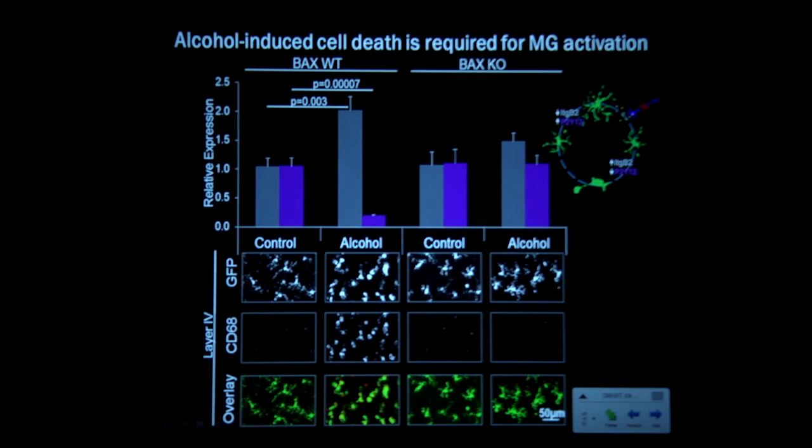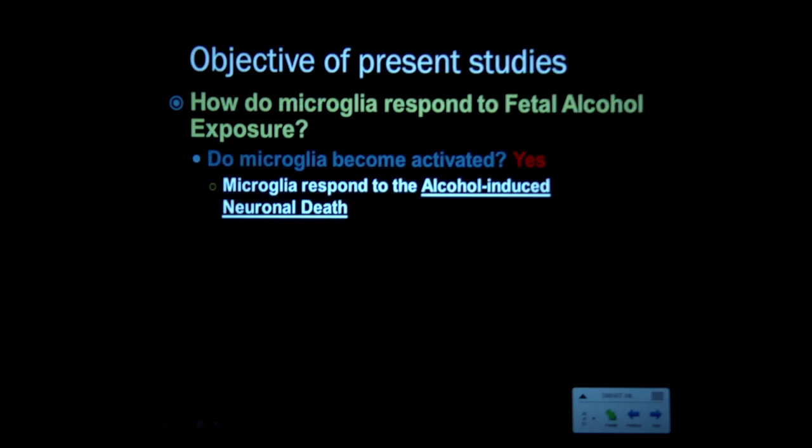So at this point, we can say, well, unless there's cell death around, microglia don't look like they're becoming activated. So it must be the alcohol-induced cell death that they are responding to. All right, so that's primarily what my research has been composed of during my past 4 years, starting my 5th year here. And what I would say is, with all of this data, we can safely say that microglia are reacting to alcohol-induced cell death, becoming active, and clearing dead cells to at least a degree.